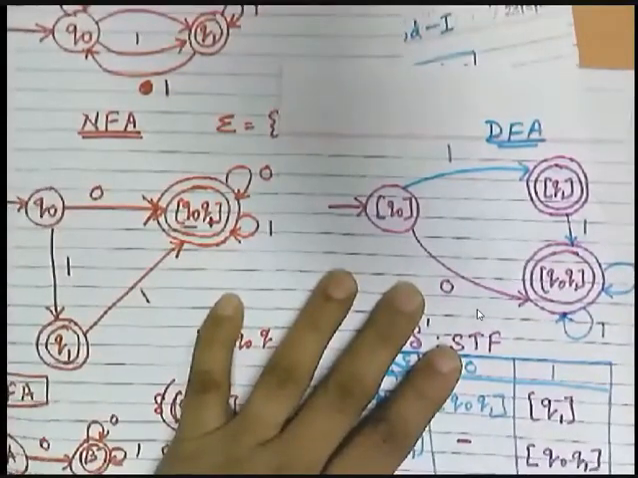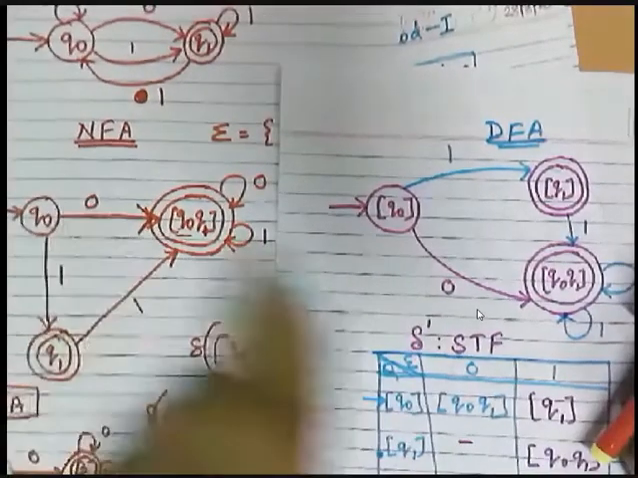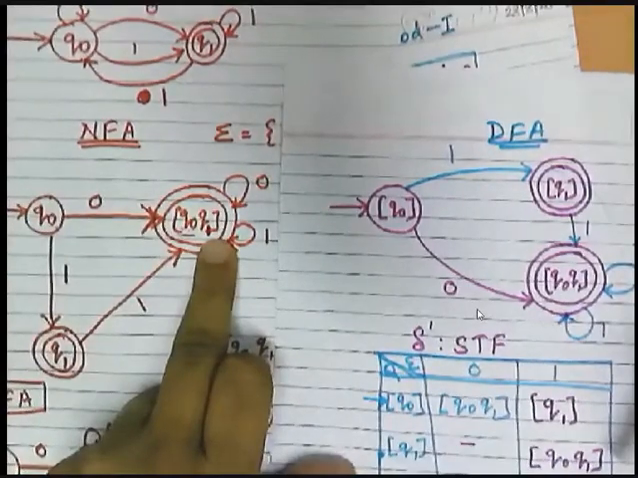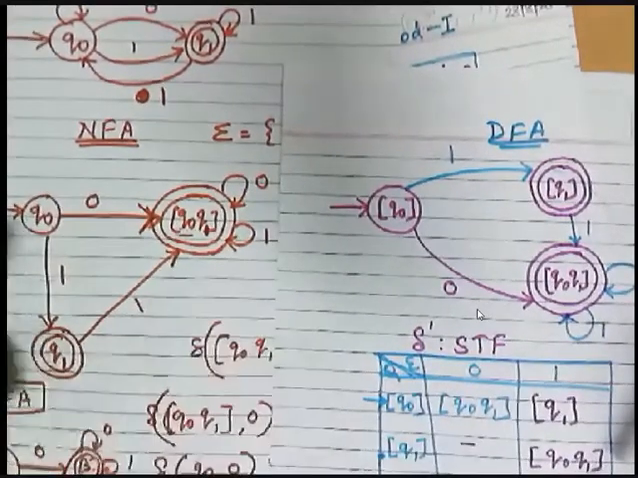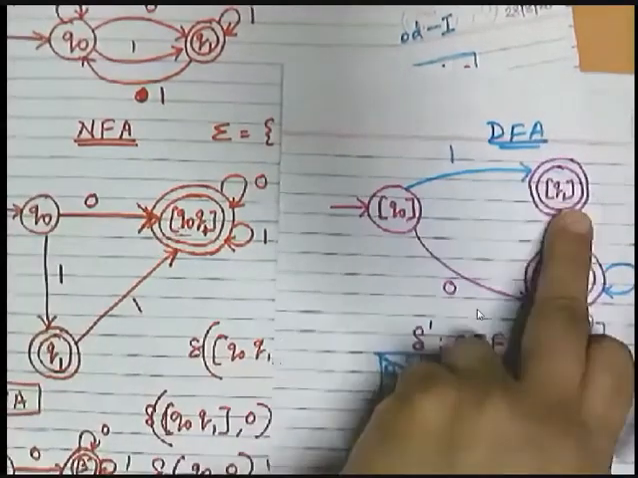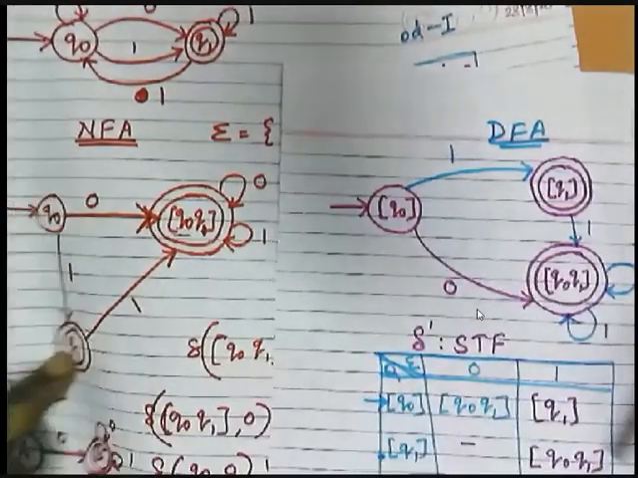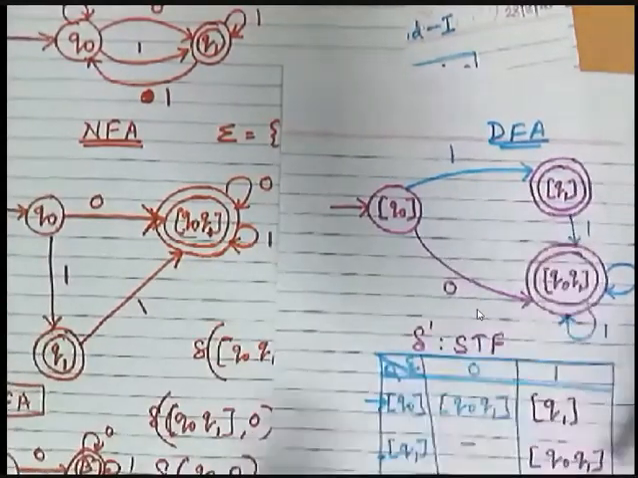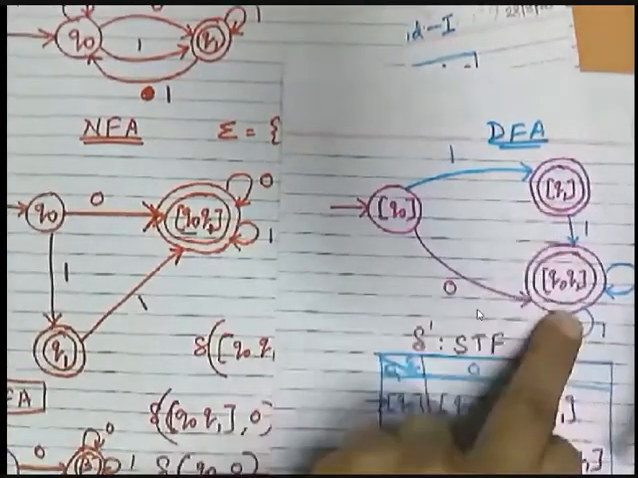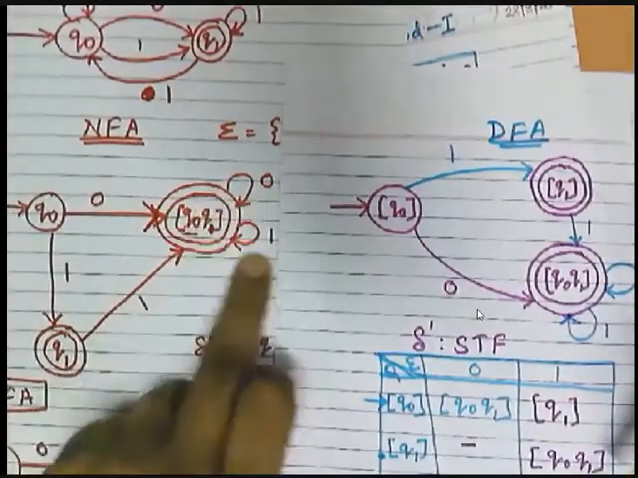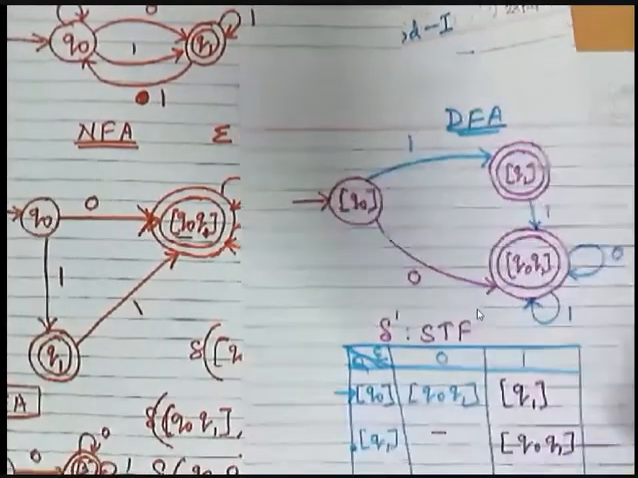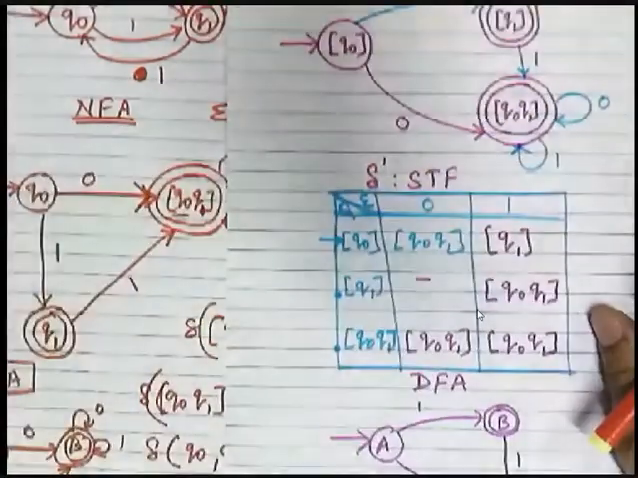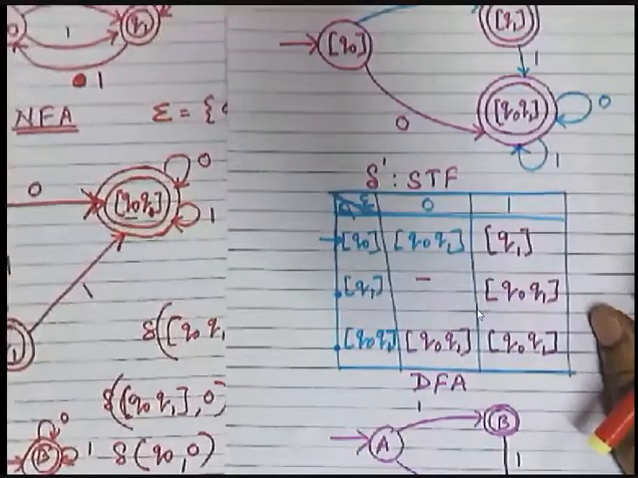Now Q0 on 0 moves to Q0, Q1. Here also Q0 on 0 moves to Q0, Q1. It is a final state. This is also a final state. Q0 on 1 moves to Q1. Here also Q0 on 1 moves to Q1. Q1 is a final state. Same way, Q1 on 1 moves to Q0, Q1. And there is a self loop for 0, 1. Here also you have a self loop for 0, 1. So in this way, you have to convert the given NFA to a DFA using the direct method.